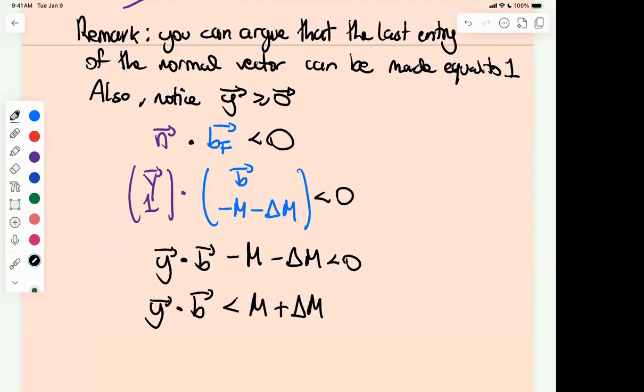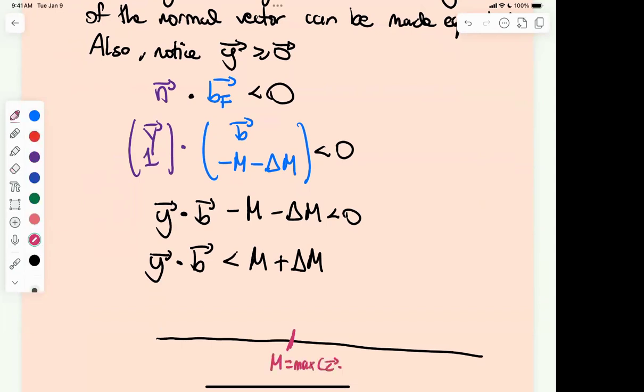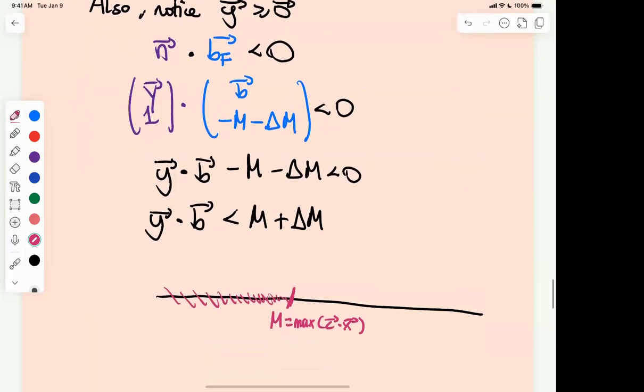So what that means is, let's just try to see what's going on here. So you had the number line, right? M, again, what is M? M is the max of the primal, right? M is the max of C dot X. So this is where the maximum is achieved for the original optimization problem.